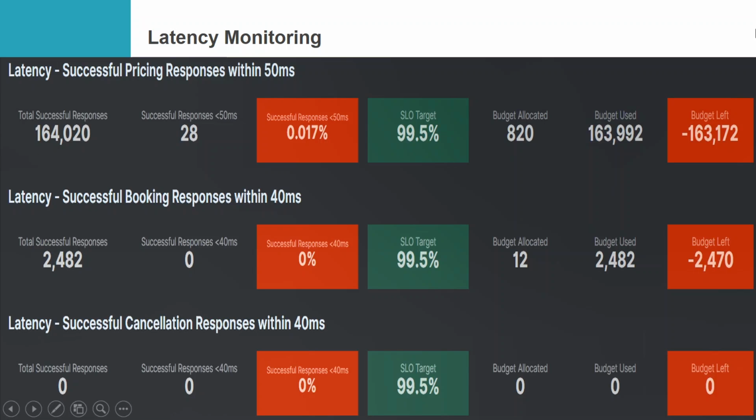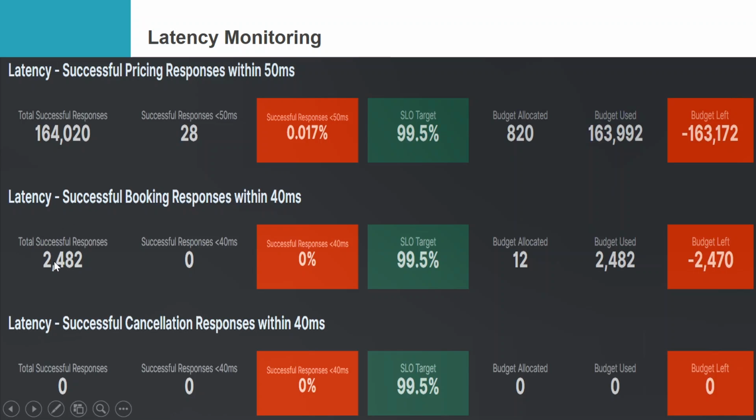In an organization, this is a serious situation, because the budget allocated is 820. We have exceeded almost 99% of the error budget. At this particular point in time, we need to stop the releases. SRE needs to take care. Either we need to increase our agreement, what we agreed for 50 milliseconds, or something happened in the design, and we need to look into that.